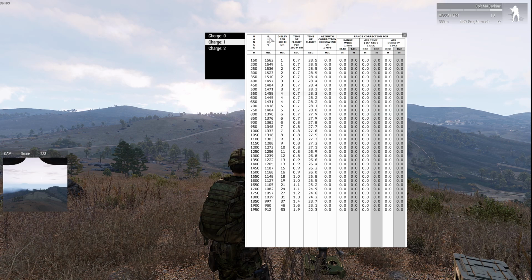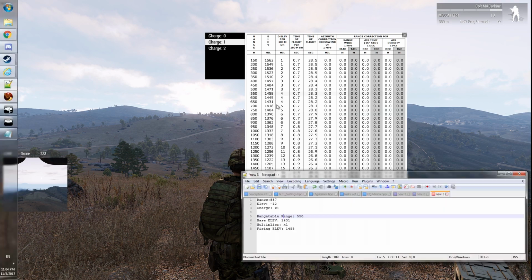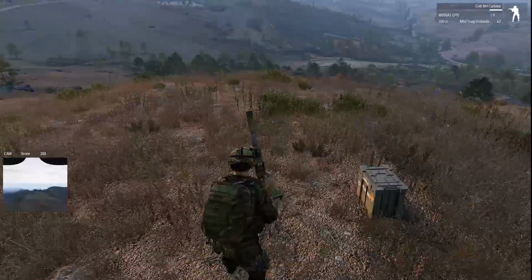So you see we have an elevation of 1458. I'm going to mark that down in my range table base elevation, 1458. And since we don't need to use our multiplier, since the altitude difference is so similar, that will be our firing elevation. So I'm going to hop in my mortar.